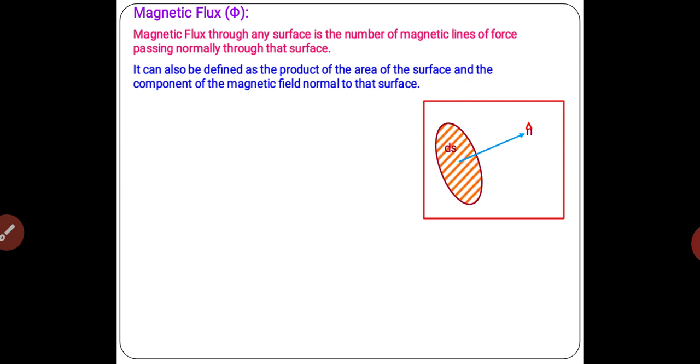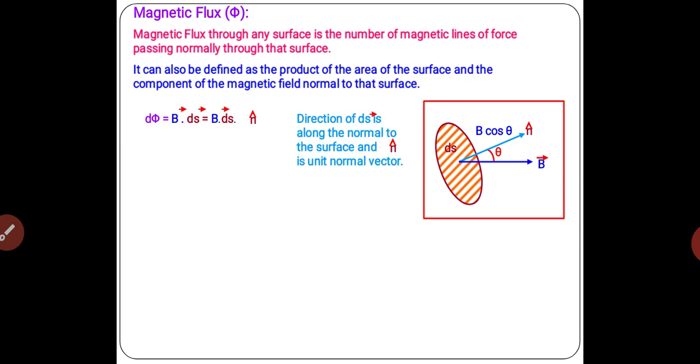Let n cap be the unit normal vector to the surface and B bar be the applied magnetic field. Let theta be the angle between n cap and the applied magnetic field vector B bar. The magnetic flux linked with any surface is given by the dot product of magnetic field and area vector. That is, dφ = B bar · dS bar. Direction of dS bar is along the normal to the surface and n cap is the unit normal vector.